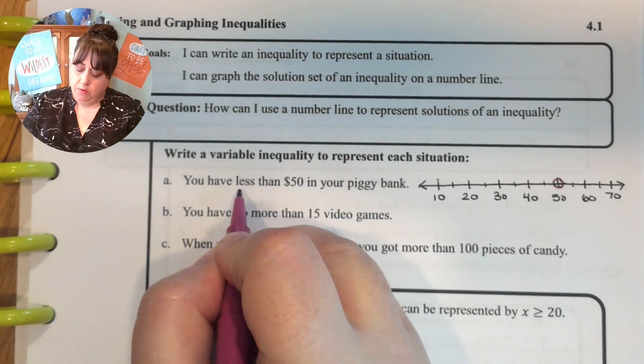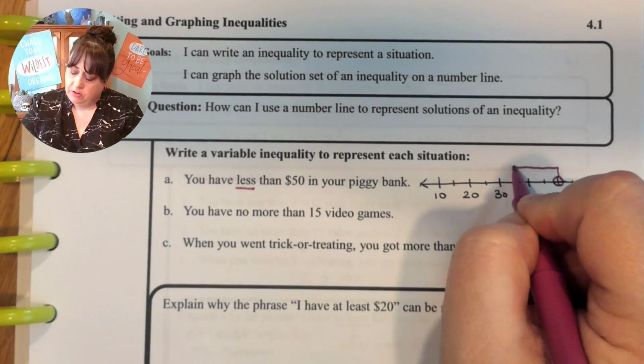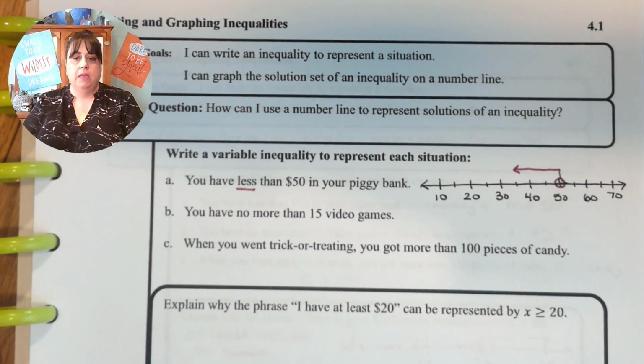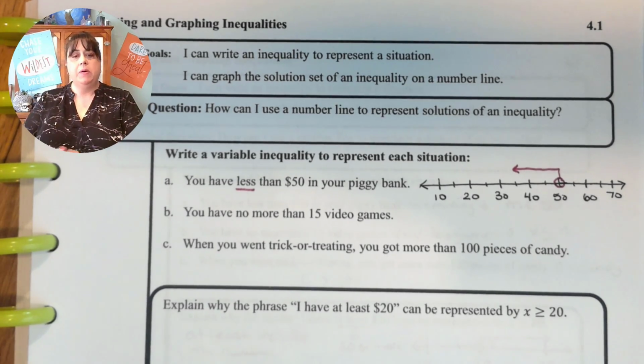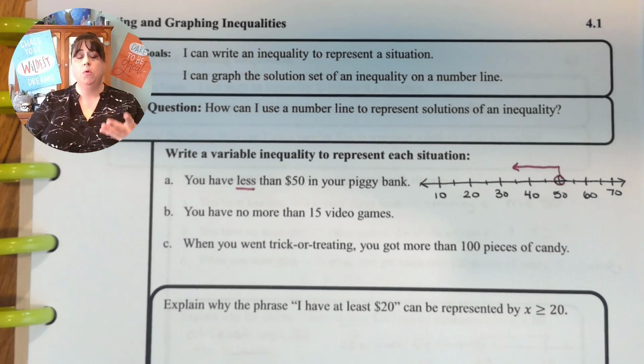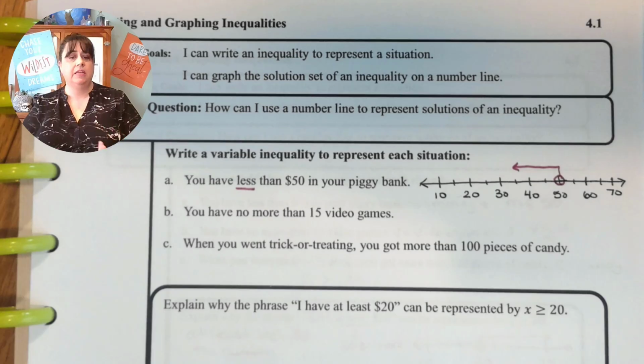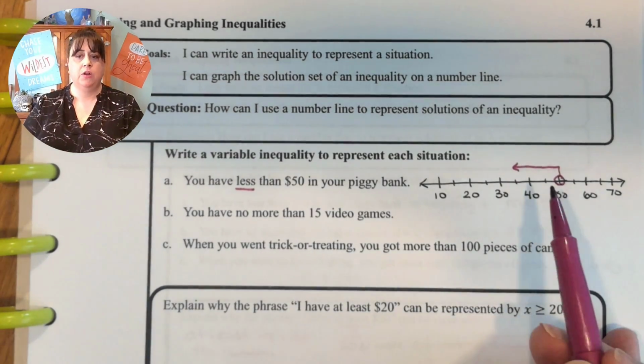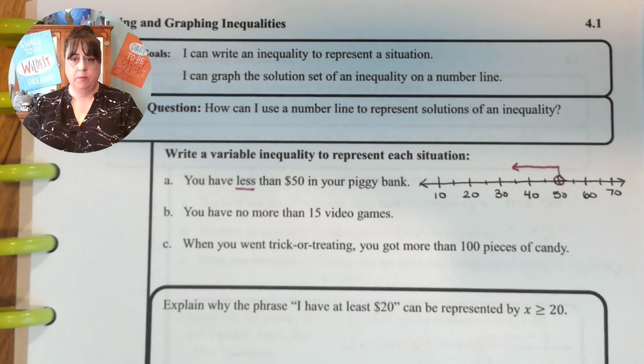Well, we can see by the word right here, less, that we have to go less than that. Now the question is, is $50 included in that amount? Well, if we wanted to include $50, we would have to use things like no more than or no less than, things like that. So no, we don't include $50 in this. So we use an open circle, and that's how we write it.